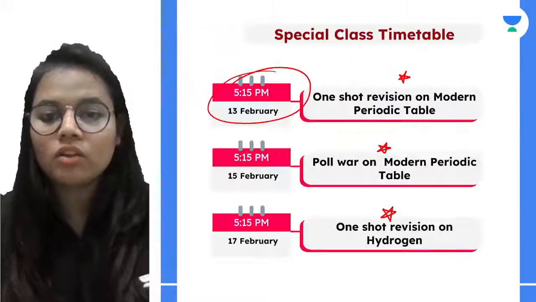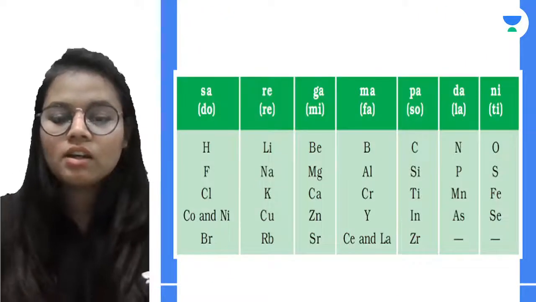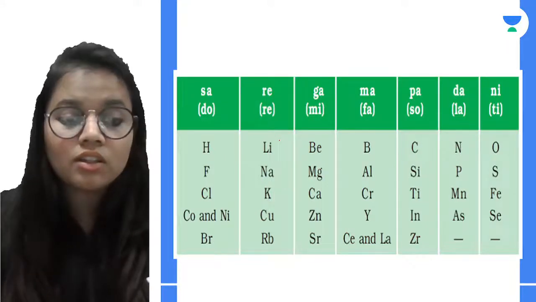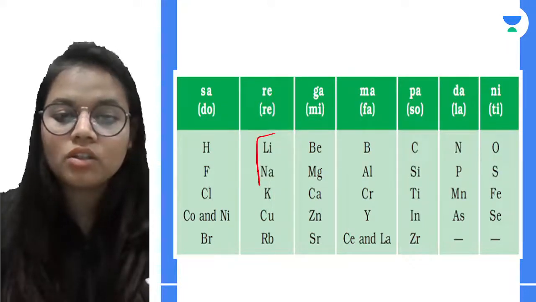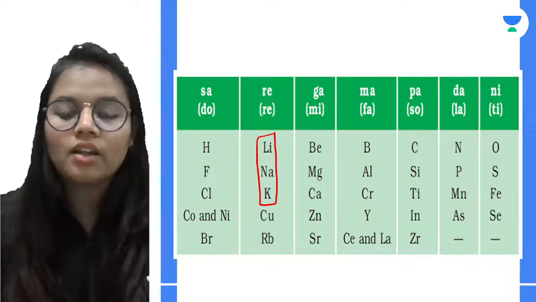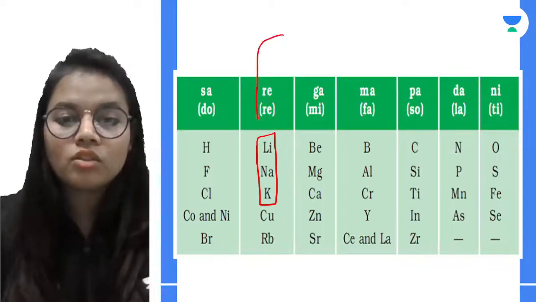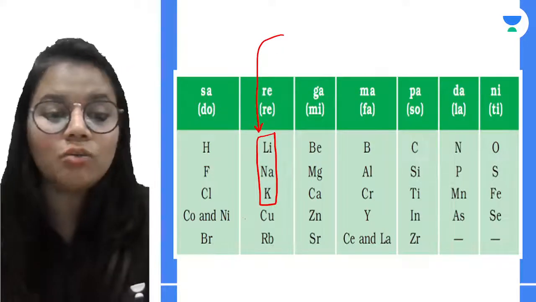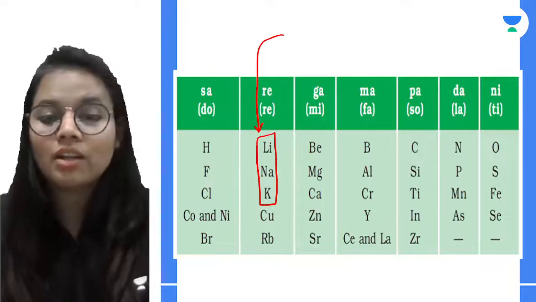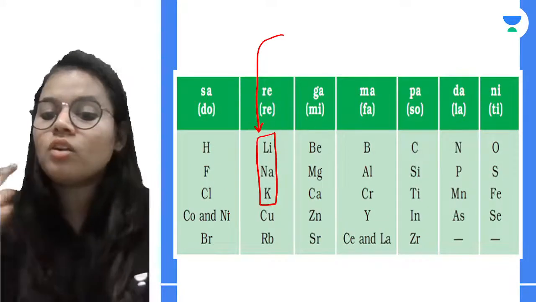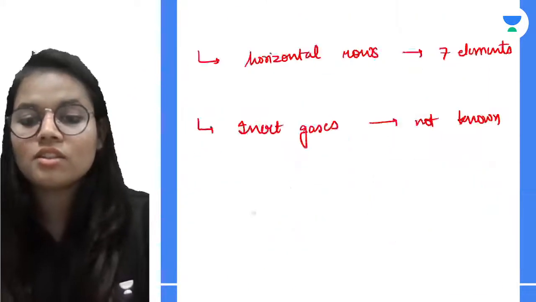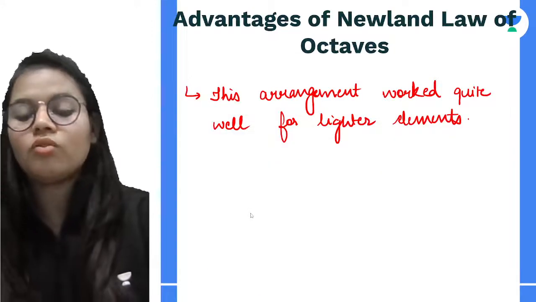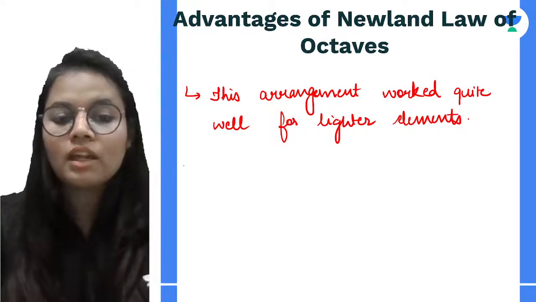See, if I go to the modern periodic table, we have lithium, sodium, and potassium together, right? And these were brought together at the time of Newlands. So the lighter elements were showing good results, and the system was working well for lighter elements.